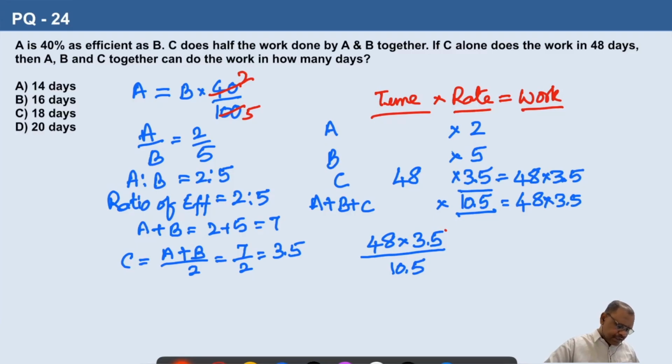Simplify. 3.5 ones, 3.5 threes, 3 ones, 3 sixteens. So we are left with 16. So A plus B plus C will take 16 days to complete the work. The correct answer is option B.